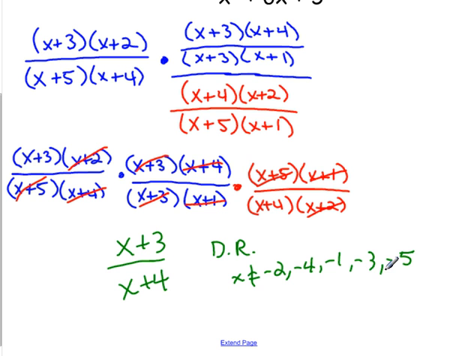Now, some people might be tempted to say, well, that's everything from -1 to -5. So can I just say it can't be anything from -1 to -5? No, because it could be -1.5. So you have to list them out. You can't just list out a range.